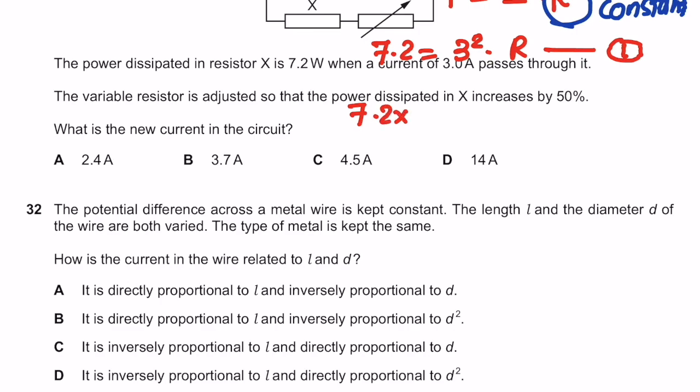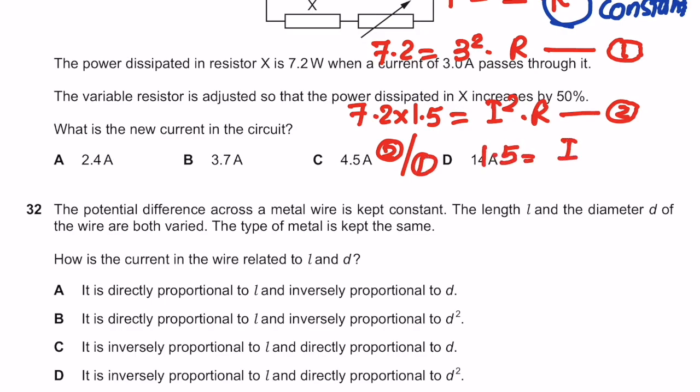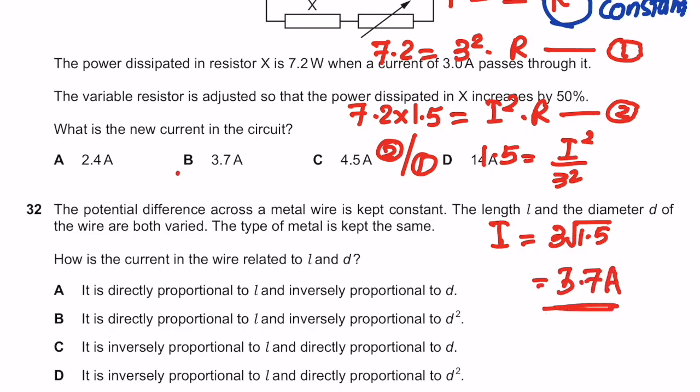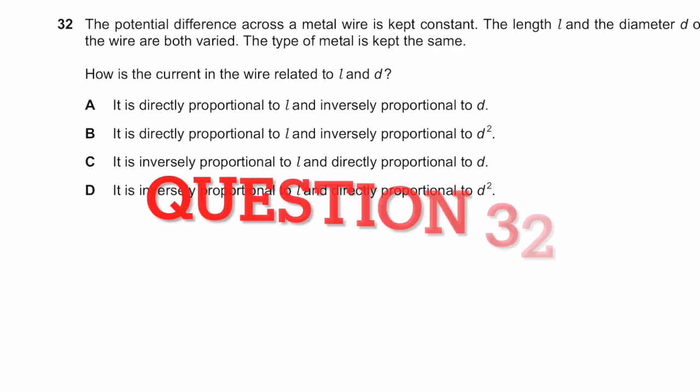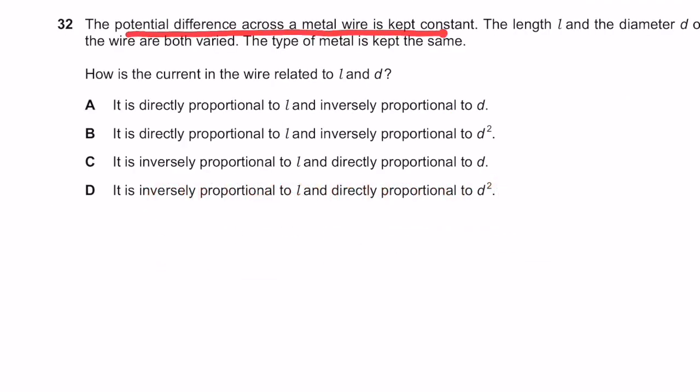Second situation, 7.2 times 1.5, because it is 50% higher. Current is I squared, R does not change. If I divide 2 by 1, I'll get 1.5 equals I squared over 3 squared. If you do the calculation, 3 times square root 1.5 gives you 3.7 ampere. Answer is B.